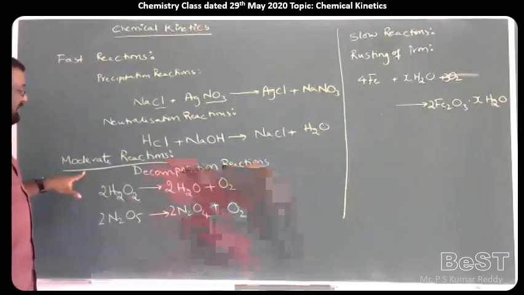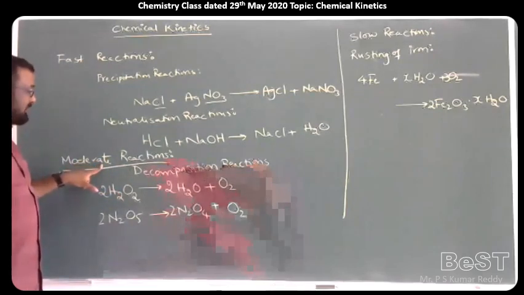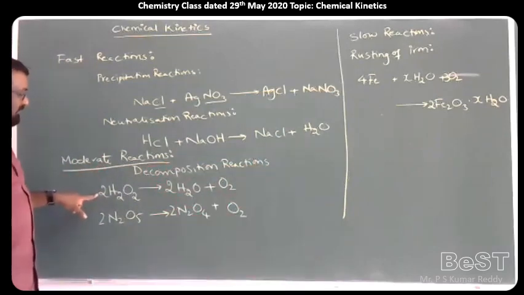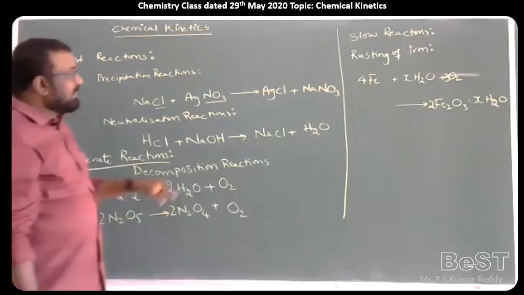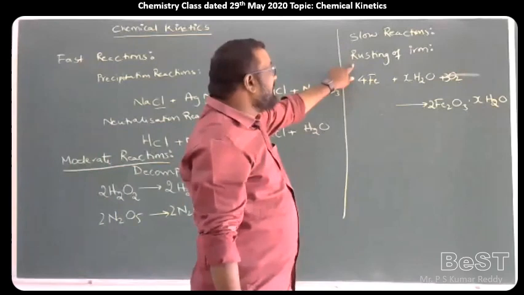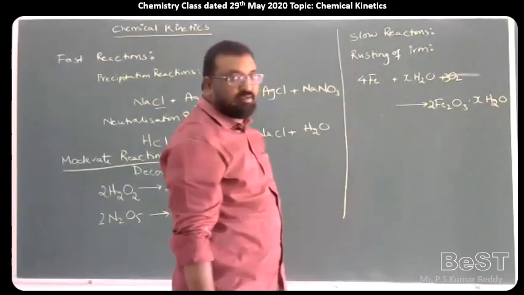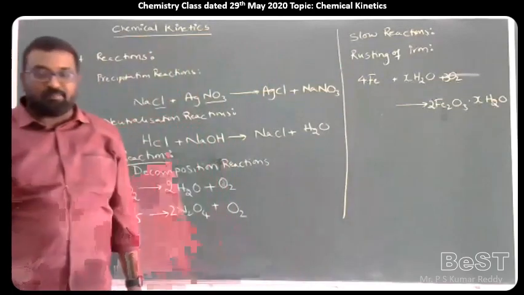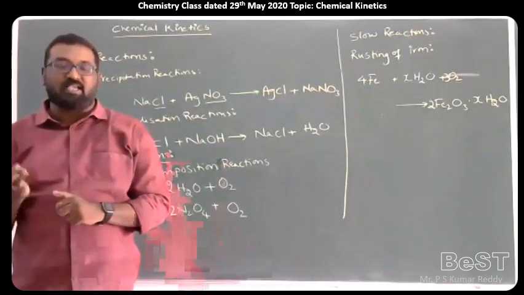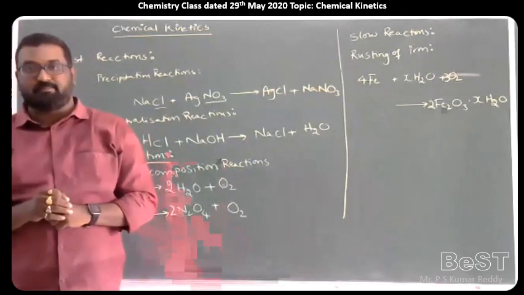Then coming to moderate reactions, generally decomposition reactions will be learned in this, where the speed will be little bit less. For that, we had seen the decomposition of hydrogen peroxide and nitrogen pentoxide. In the same way, we are having the third type, that is the slow reactions, in which we had studied rusting of iron. So these reactions are giving us examples of how the reactions can be classified into fast reactions, moderate reactions, and slow reactions.